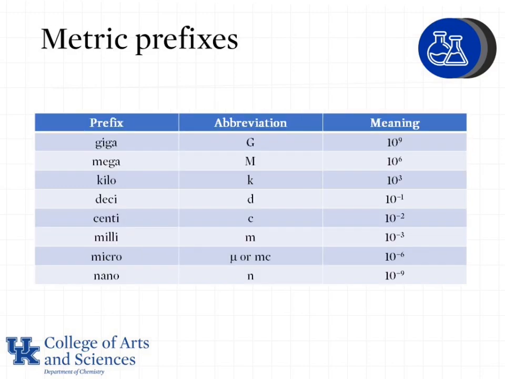Metric prefixes are used to modify those base units. If we were looking at a small mass of something, instead of talking about kilograms, we might talk about milligrams. For a distance, if it was a long distance, instead of discussing it as meters, we might talk about it in terms of kilometers. So these modifiers, these prefixes, can be used with any of our base units.